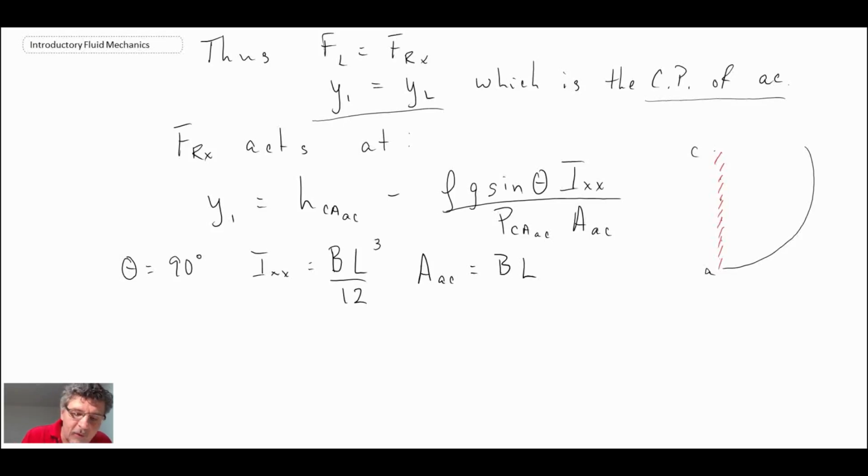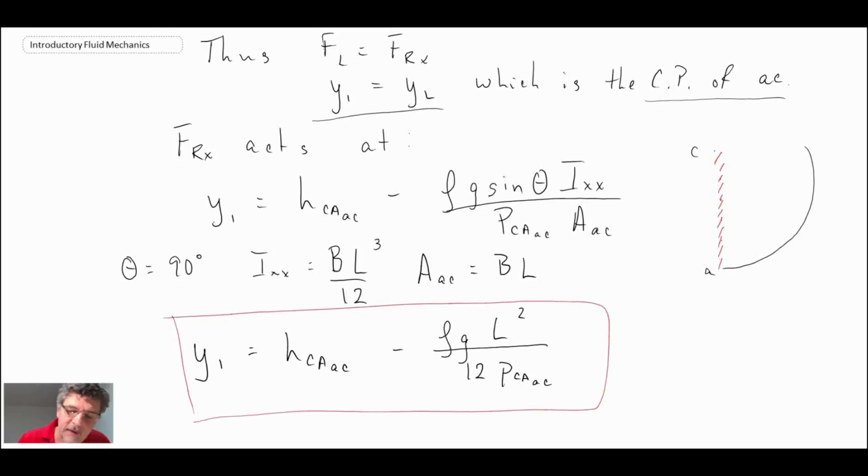We can plug them into the equation. And with that, we get Y1 is that. It's just the center of area of AC modified. And if you recall earlier, if this is the center of area here, the center of pressure is going to be a little bit below. And that determines Y1.